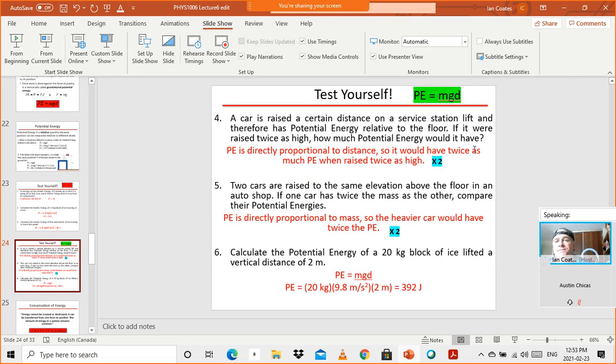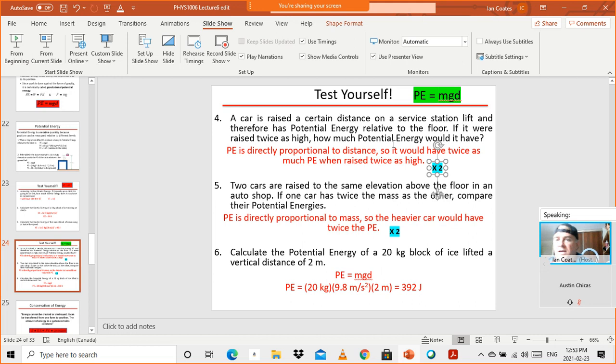Potential energy. Some of these are good, so let's have a look here. And I put these in here, and I'll show you how to use these. I'm going to put them up here and see how things go. A car is raised a certain distance on a service station lift in the garage. You know, when your car goes on the lift there and they look underneath it, right?